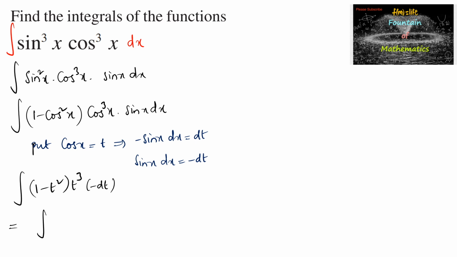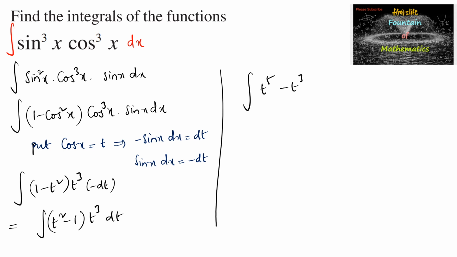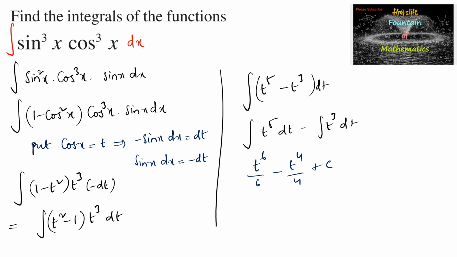or we can write integral t square minus 1 of t power 3 dt, that is integral of t power 5 minus t power 3 dt. So integration of t power 5 dt minus integral of t power 3 dt. So integration of t power 5 is t power 6 upon 6 minus integration of t power 3 is t power 4 upon 4 plus c.